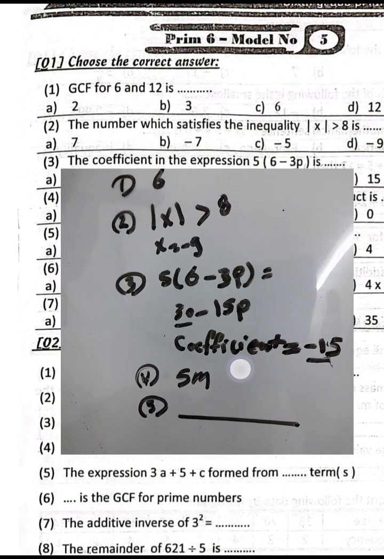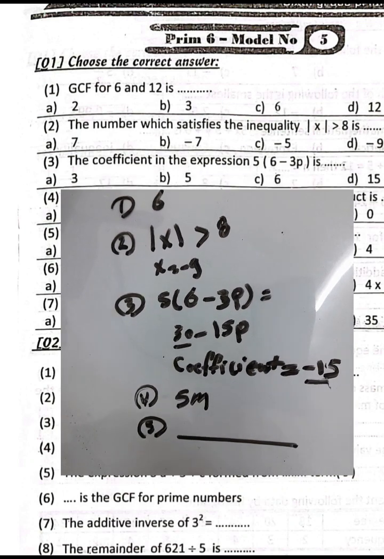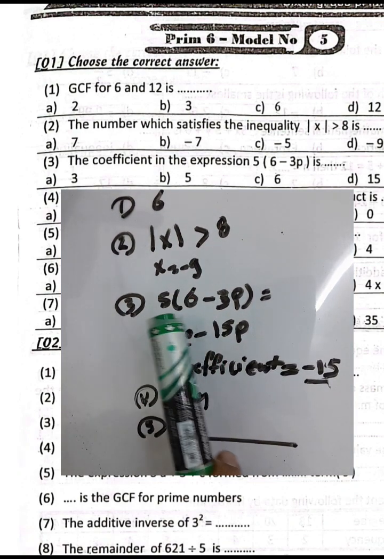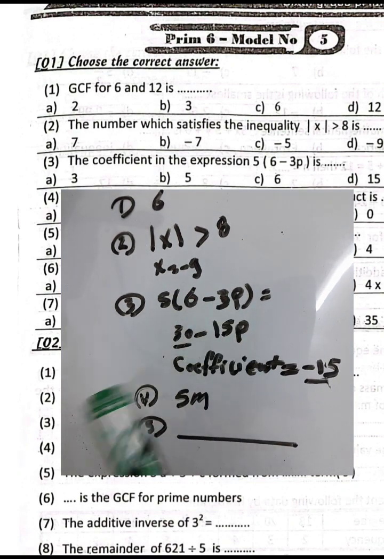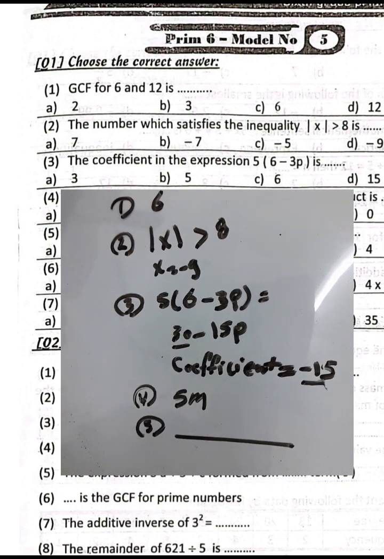Question number 3, the coefficient in the expression 5 times (6 minus 3b). We use here the distributive property. 5 times 6 equals 30, 5 times 3 equals 15. I'll write b here. Then the coefficient here will be negative 15.